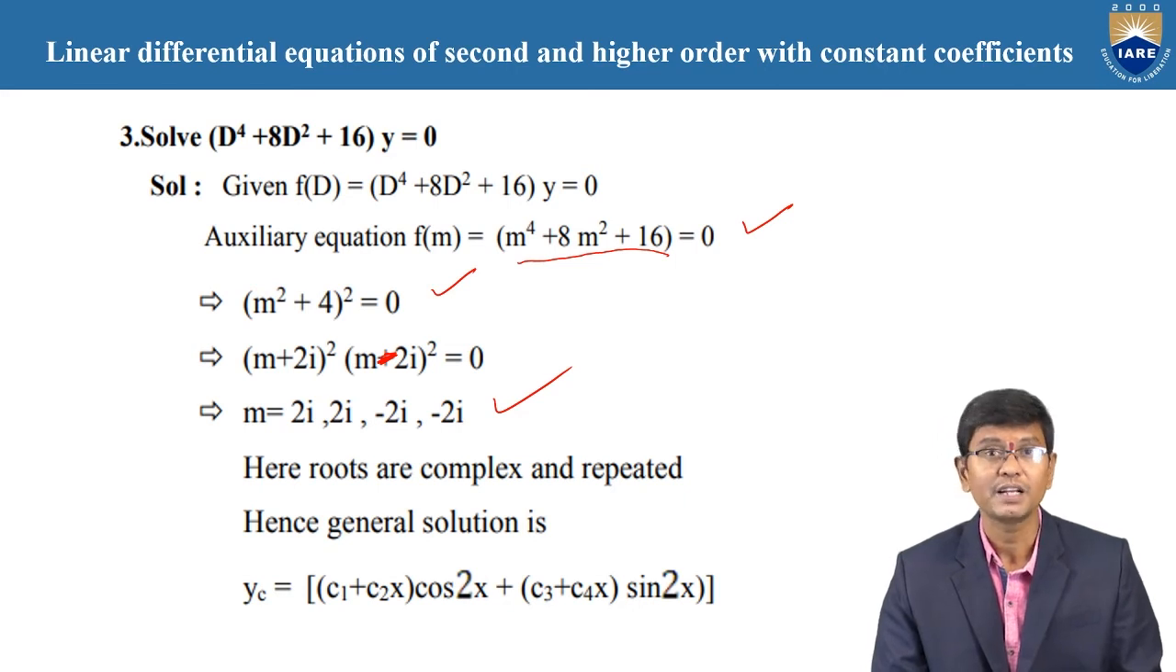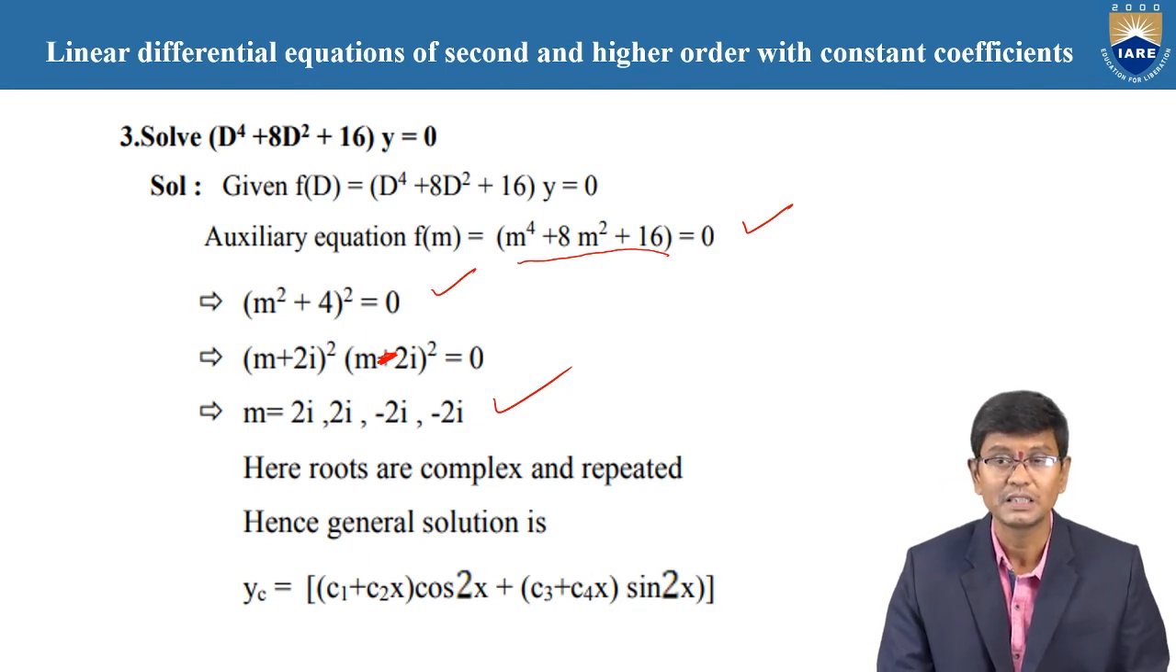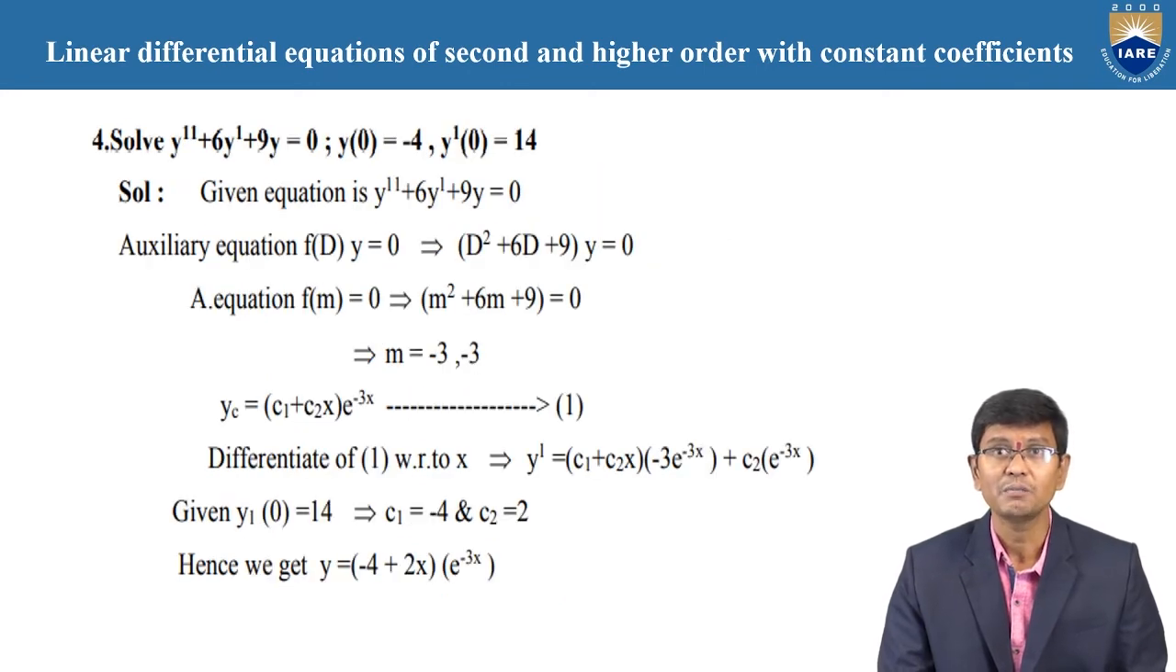Therefore, for repeated complex roots with real part 0, the solution is y is equal to c1 plus c2x into cos 2x plus c3 plus c4x into sin 2x. And here, y double dash plus 6y dash plus 9y is equal to 0.